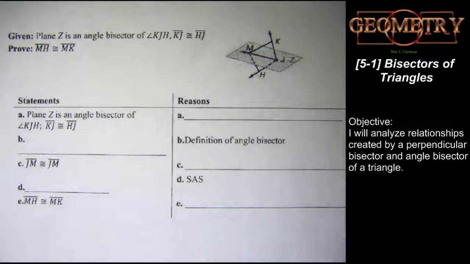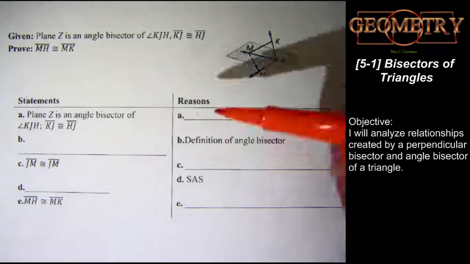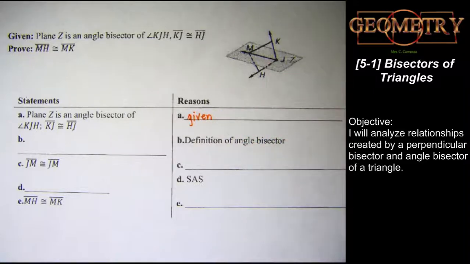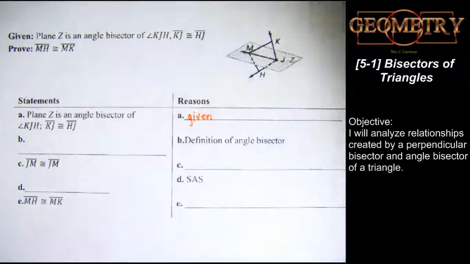The first one is obviously the given. Definition of angle bisector. All right, I'm going to slow down a little bit, work it out, and then see if we did a good job. So the first one is given. Did we write all the stuff in the given? Yes. Okay, so we shouldn't need to write given again anywhere else. All right, then the next thing.